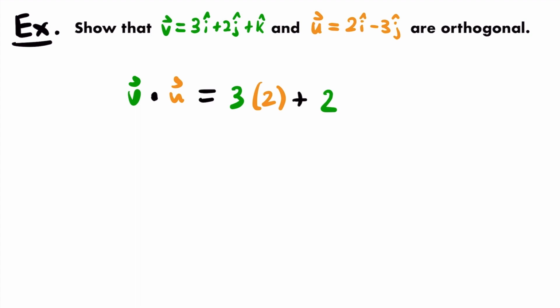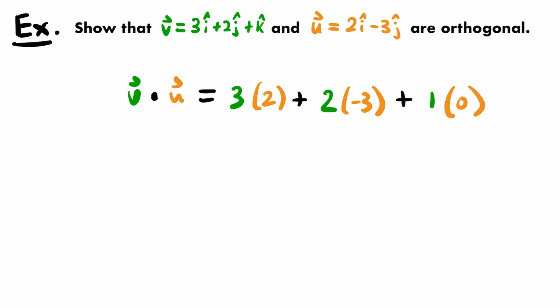So we'll have 2 times the negative 3, and then we're going to add that to the product of the z components, which will be 1. That's the coefficient of k. And then vector u doesn't have a k term, which means that the z component is 0. And so we'll have 1 times 0. Okay, so now let's simplify.